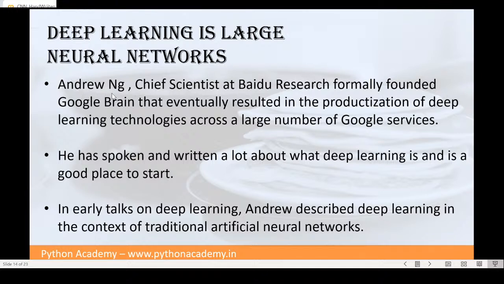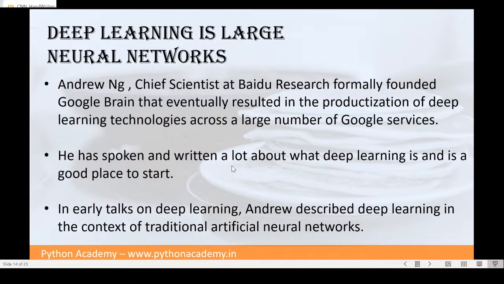The most famous person in the deep learning and machine learning field is Andrew Ng. Andrew Ng is the chief scientist at Baidu Research and formally founded Google Brain, which eventually resulted in the production of deep learning technologies across a large number of Google services. There was a very famous project called Google Brain, where a lot of brainy people were working, and on that line they came up with this idea. Andrew Ng has a lot of videos you can check on YouTube. They are more cryptic and not easily understandable, but you can still try to understand how he proposed all this, and now there are a lot of people ready to talk about it.